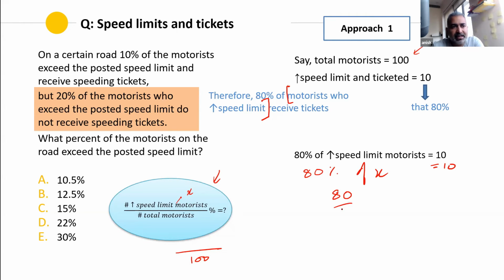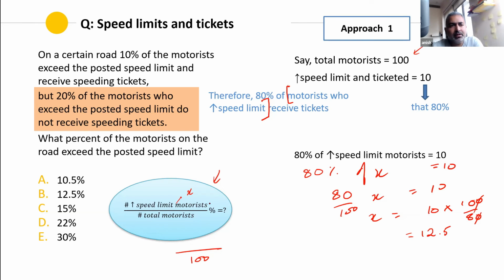So 80% of x means 80 by 100 times x equals 10. So what is x? 10 times 100 upon 80, right? I solve 100 by 8. That's 12.5. So 12.5 is the number of motorists who exceed the speed limit.